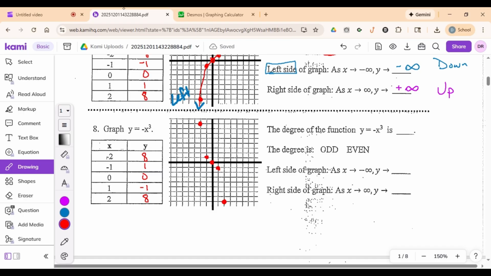Got it. And we are going to draw this graph too. And again, just follow the flow of these dots. Make a graph that looks similar to your graphing calculator.